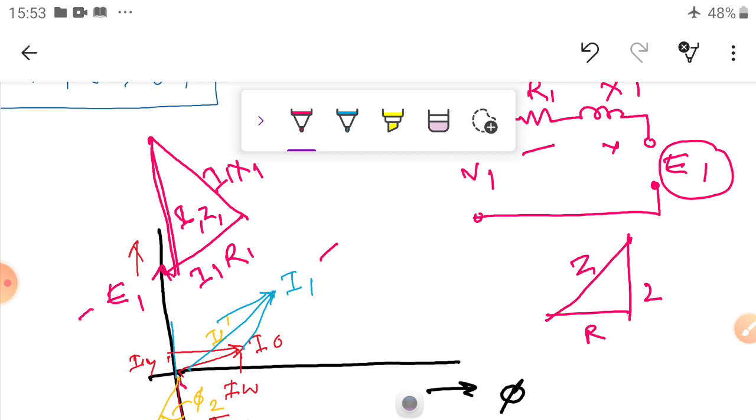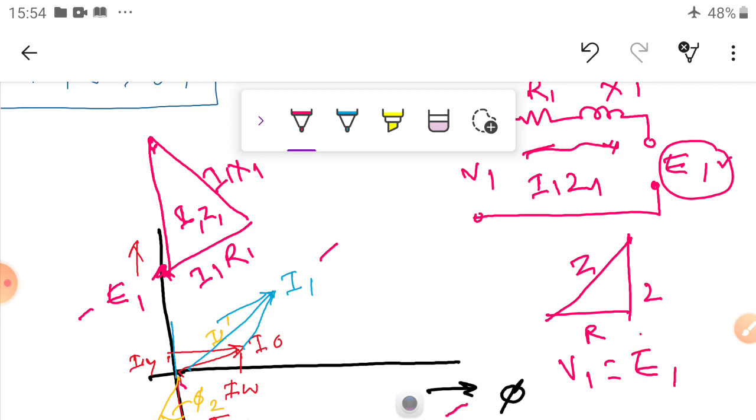Now this E1, just write it correctly. Okay, what is this one? You have written this one and you come here in this direction. Now what is the E1? This voltage I can write as I1 Z1 plus E1. So I can write V1 is equal to the vector sum of E1 plus I1 Z1.